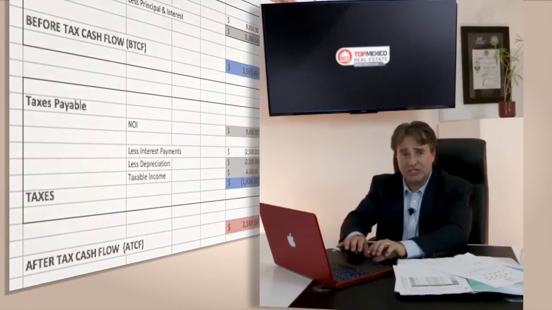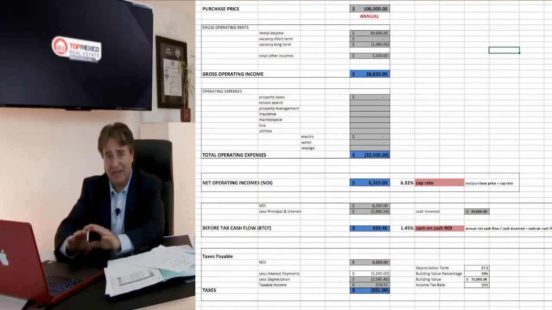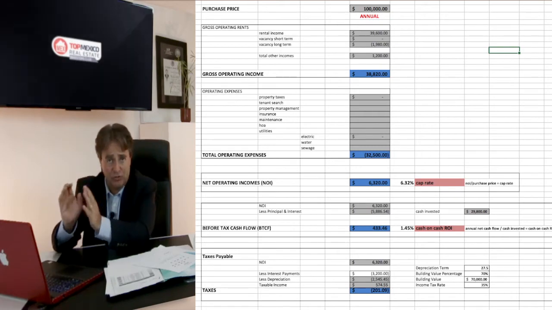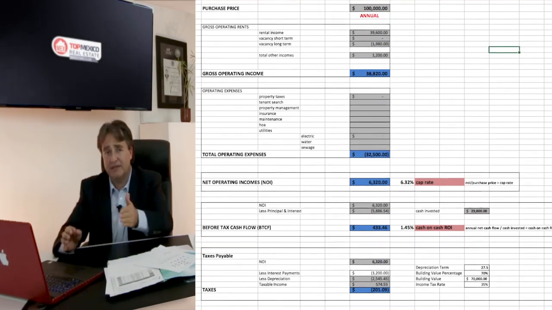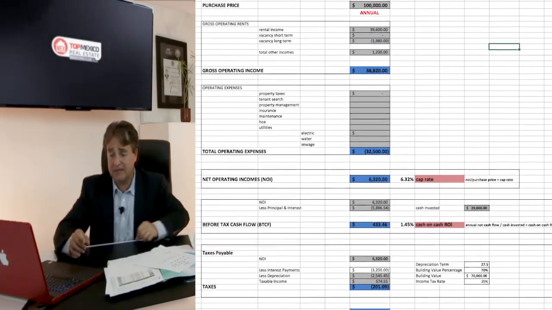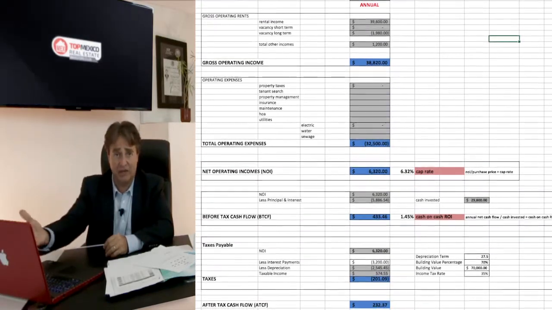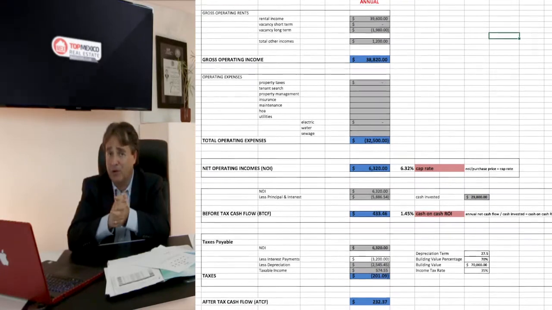Now, the next sheet that we look at is basically the same thing, but this is all automatic. You don't capture directly onto the sheet. Everything that you've been collecting over the weeks and months in the previous sheets, this sheet does automatically. So we hope this spreadsheet will be very helpful for you when you're looking to invest here in Mexico.